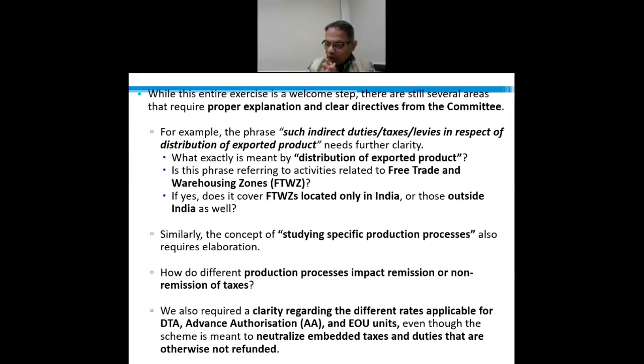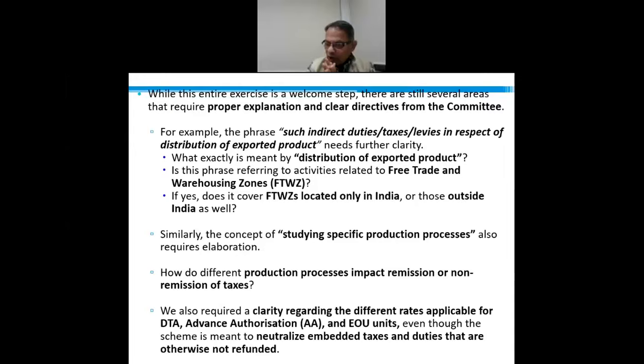I can understand free trade and warehousing have some additional taxes to be paid. Whether that has to be taken into account or not could be a subject matter of the government body or the committee that is going to think about this. Those questions have to be answered.